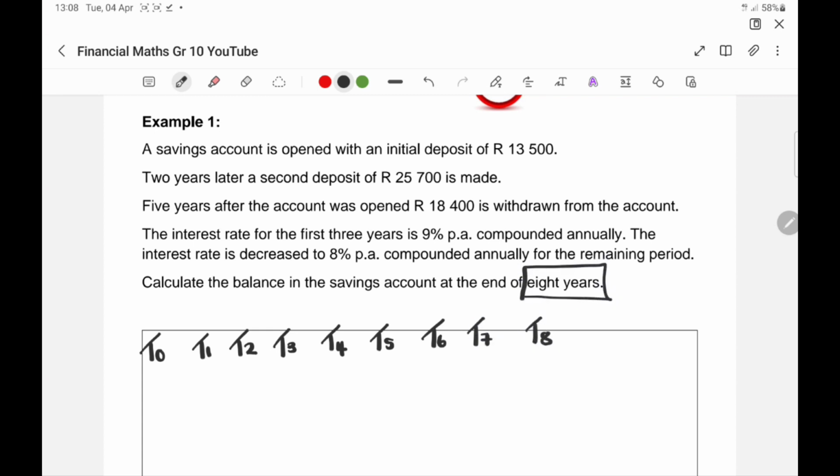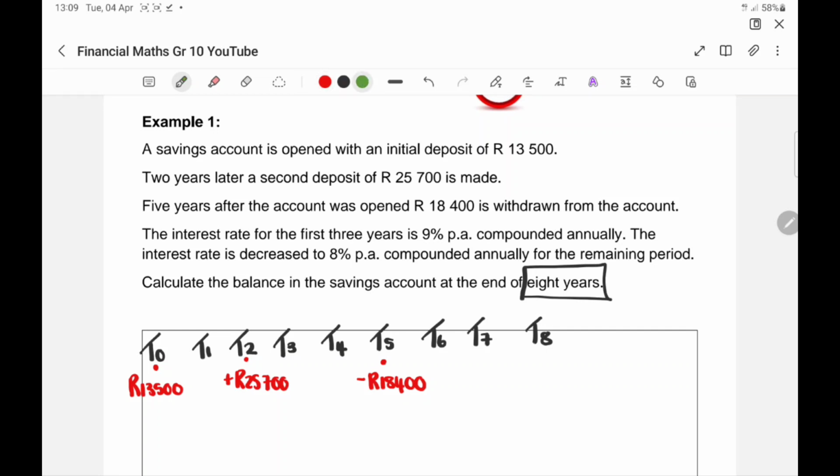Okay, why? Because that's fixed, 8 years. Then they say to you, okay, so we started off with 13,500. 2 years later, a second deposit of 25,700 was made. I'm just going to put a dot there so that I know it's term 2. 5 years after the account was opened. So 1, 2, 3, 4, 5 years after the account was opened, 18,400 is withdrawn from the account.